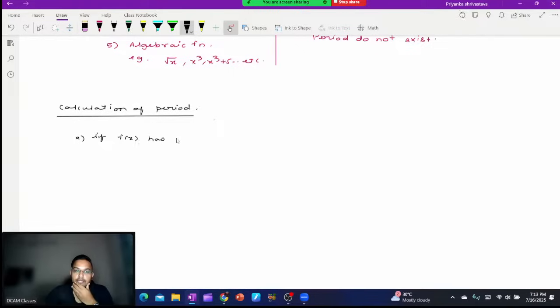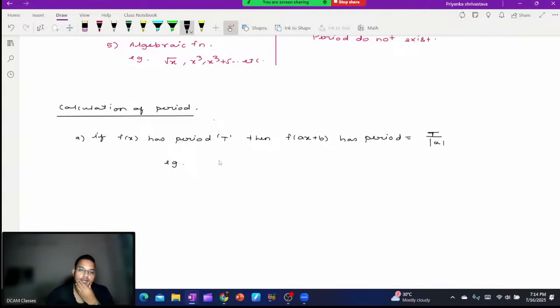If f of x has period T, then f of ax plus b has period T by mod a.